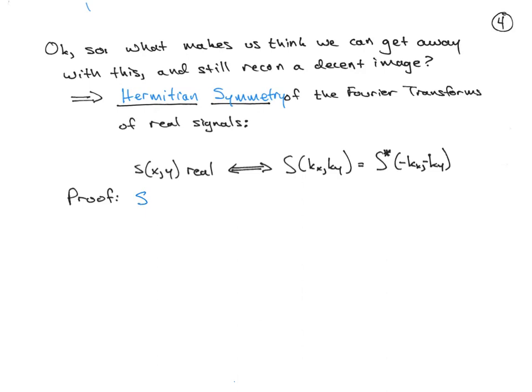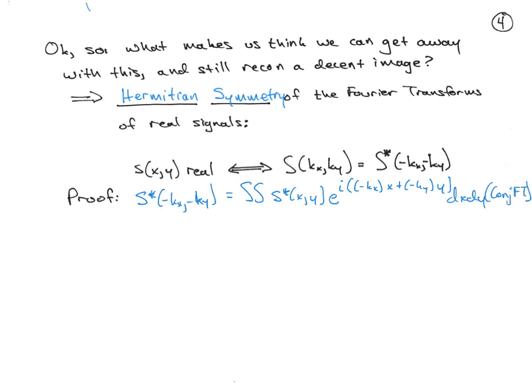So we'll start with the definition of the complex conjugate of S(−kx, −ky). This, by definition, is equal to the integral of the complex conjugate of our original signal multiplied by the Fourier kernel, e to the minus i times (−kx times x plus −ky times y), dx dy. So this is just the definition of the complex conjugated Fourier transform.